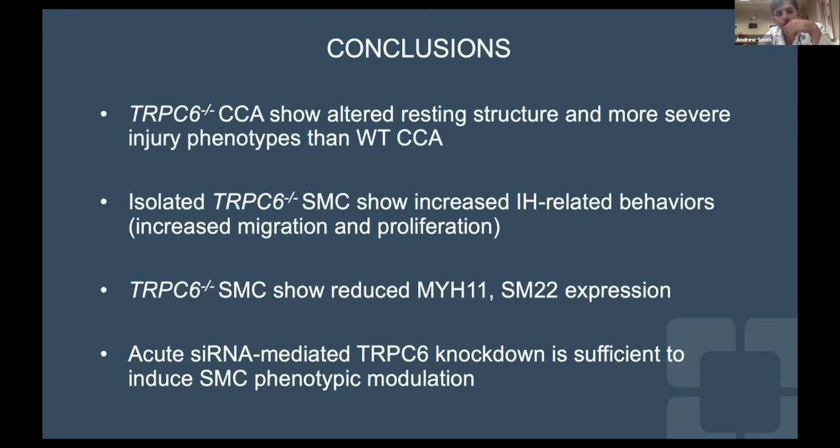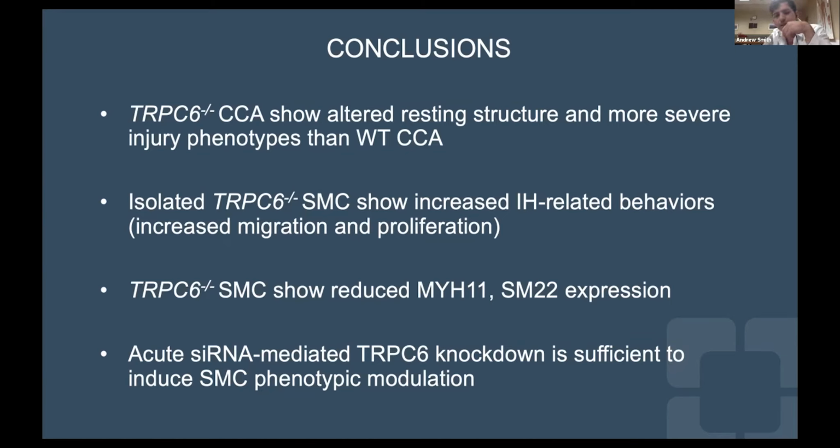In summary and conclusion, we demonstrate that TRPC6 knockout common carotid arteries show altered resting structure and more severe injury phenotypes than wild type common carotid arteries, and that isolated TRPC6 knockout smooth muscle cells show an increase in intimal hyperplasia related behaviors, as well as a decrease in the expression of contractile biomarkers. Moreover, acute siRNA-mediated knockdown of TRPC6 is sufficient to induce smooth muscle cell phenotypic modulation.